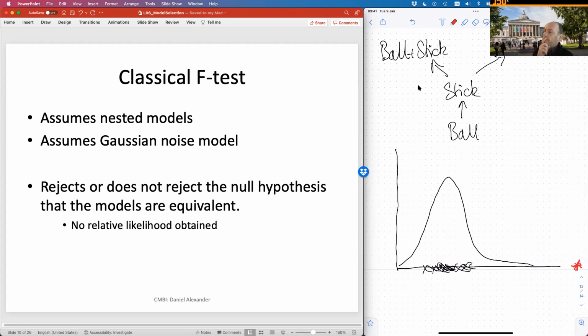One other limitation of the F test compared to some of the other techniques that we'll talk about in a moment is that it just makes this hard decision. It makes a simple binary choice between the simpler model and the more complex one, whereas, as we'll see shortly, some of the other techniques can give a relative likelihood of two different models, which enables us to do some nice things like combine information from different models to make consensus estimates of parameters or predictions.